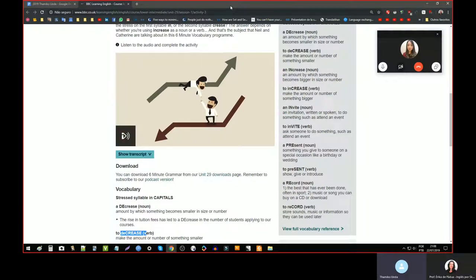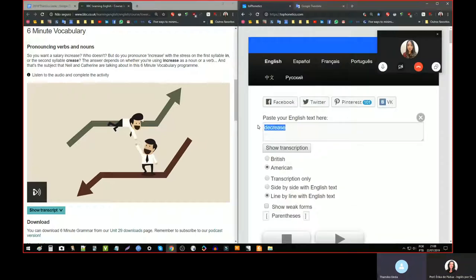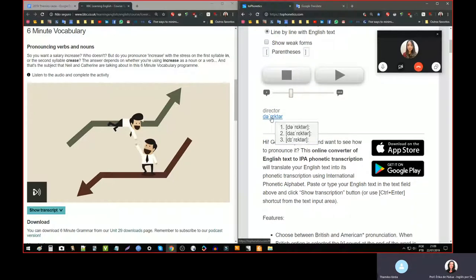And sometimes, Érika, we don't have this in two phonetics. We don't have noun and verb, for example. We have two options to pronounce this word, but it's not a noun and verb. Just the forms to pronounce the word. For example, this one here: the stress is always on the second syllable. Can you see that? But there are three different ways to pronounce this word. Director.